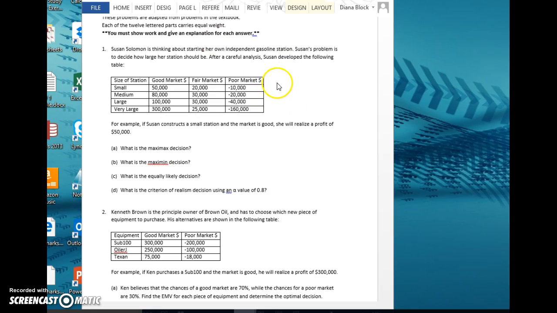So if you're doing this in Excel, you might want to add an additional column that's going to be your criteria of realism. And what you're going to do is take a weighted average of the best case scenario for each alternative and the worst case scenario of each alternative. So look at that formula on page 69 to make sure you're using the correct formula for criteria of realism. It's a weighted average of the best and worst scenario for each alternative.